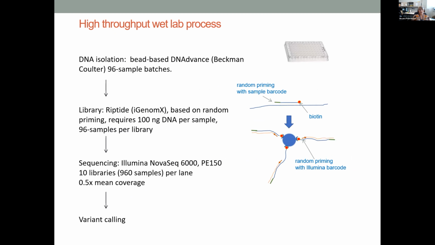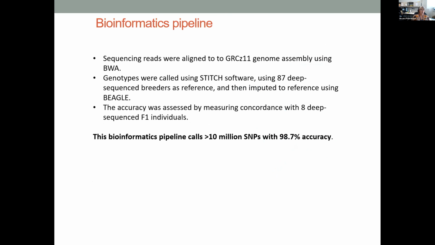We isolate DNA using a high-throughput 96-batch bead-based kit. Then we prepare a library using the Riptide protocol. The Riptide protocol uses random priming from both ends, and it can also be done in 96 samples per library, very high throughput. Then we sequence the libraries in batches of 10 libraries per lane, and it derives 0.5x mean coverage.